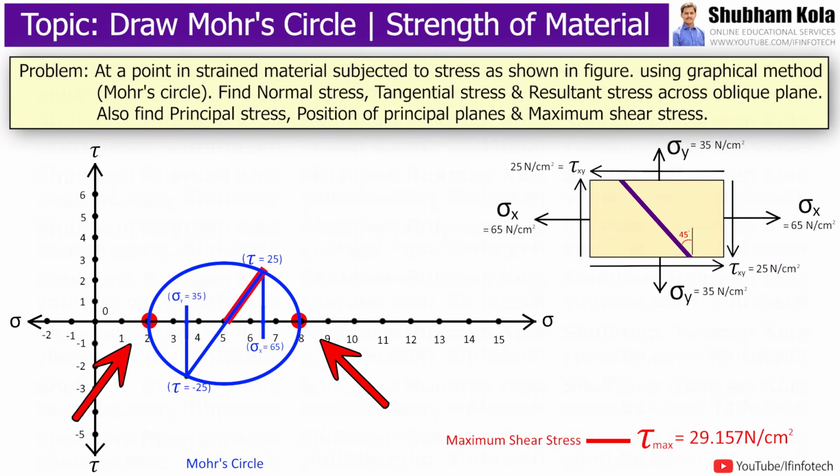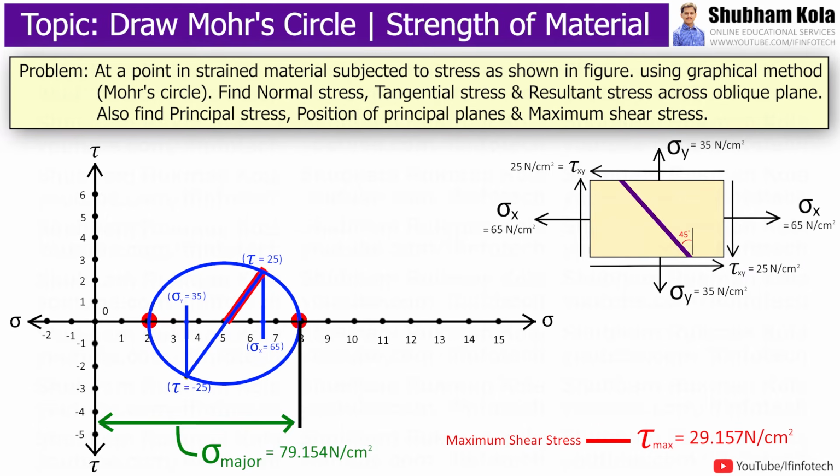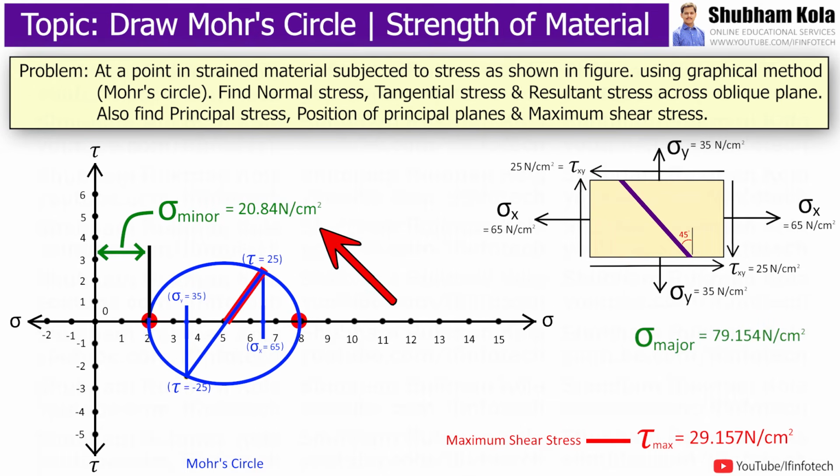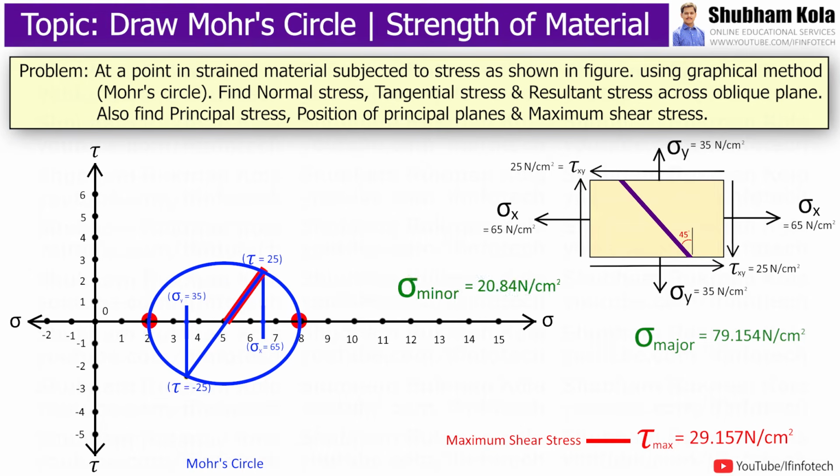Now look at these two points. These are the points where the Mohr circle intersects the axis of normal stress, and they are nothing but the values of principal stresses. So this distance is sigma n1, that is the major principal stress, which equals 79.154 Newton per centimeter square. And at this point, the distance is sigma n2, that is the minor principal stress, which equals 20.84 Newton per centimeter square.